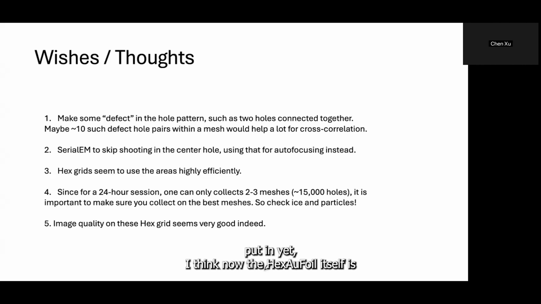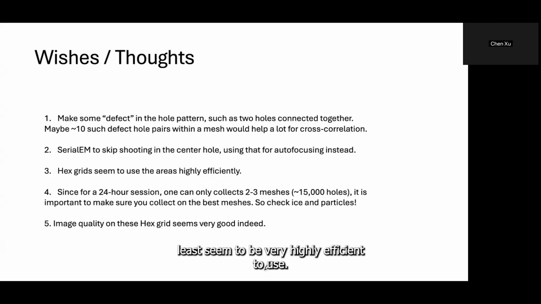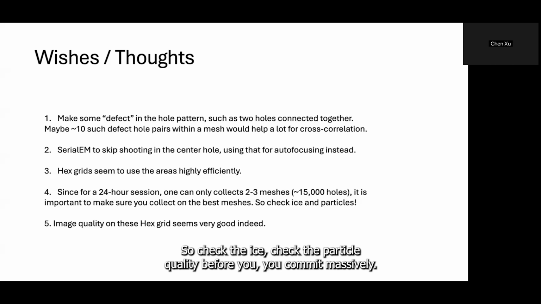Now, the hex grid itself actually seems to be very efficient in using the area. It's compact, it's more uniform, and its quality is very good. Since each mesh contains about 5,000 holes, in your 24-hour session you're only taking about 2 to 3 meshes on the Creos if you're not skipping the holes. So it's really important to make sure you're collecting on the best mesh possible. So check the ice, check the particle quality before you commit massively.